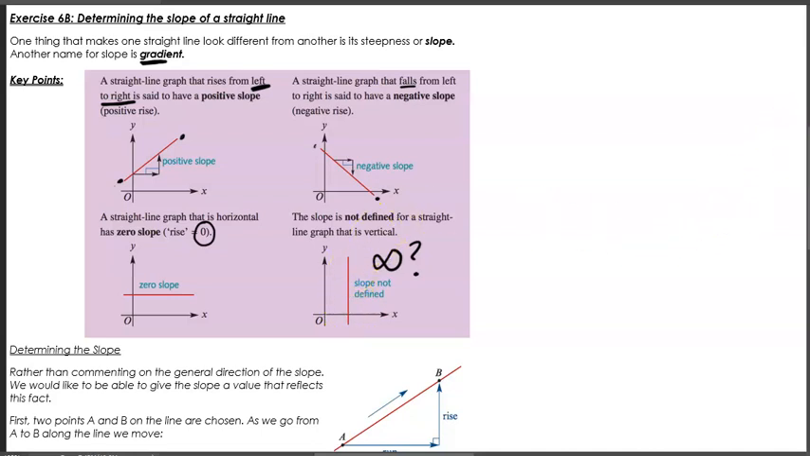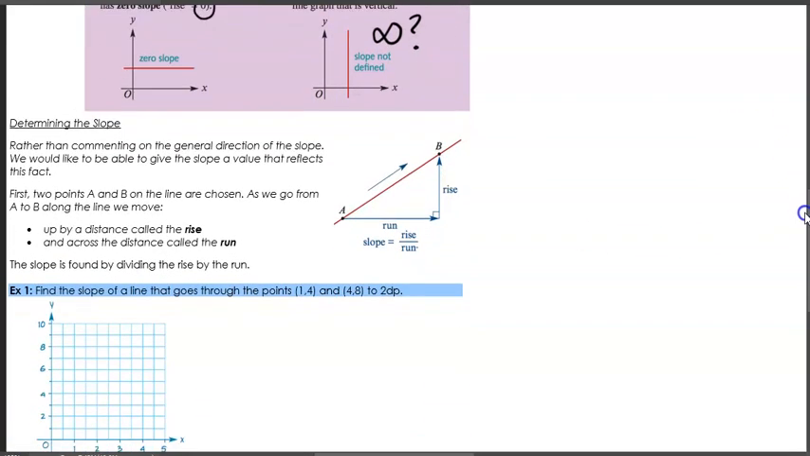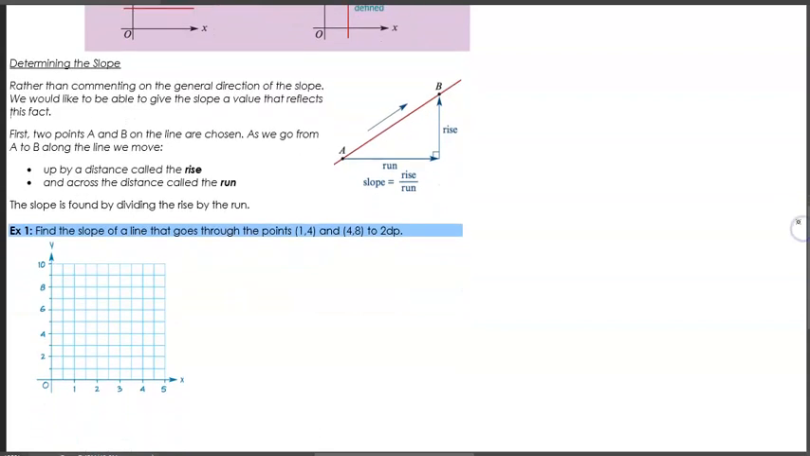It's not defined. So in order to determine the slope, instead of just talking about the general direction of the slope, we want to be able to give the slope a value, which is what I was talking about before. So first, we're going to select two points on the line, A and B. These points can be any two points, provided that they sit along the line.